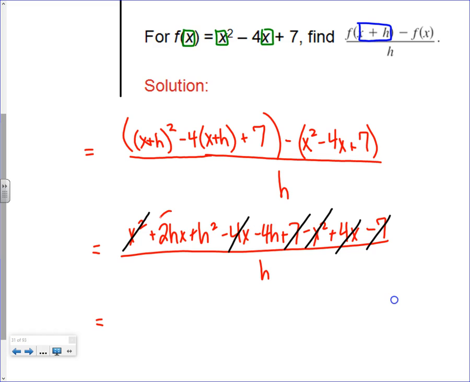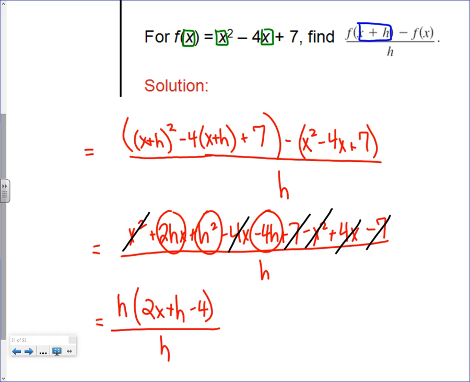If everything left up top, I'll circle what's left, just so you can see it. Everything left up top has an h. That's always going to happen with a difference quotient that only involves polynomials. If you have a function that has trig or logs or roots or rational, it doesn't quite work the same. But with any polynomial, you're always going to have terms with an h left over. Pull out an h. You have 2x plus h minus 4, all over h. What can we now do? What can we say this whole thing simplifies down to?